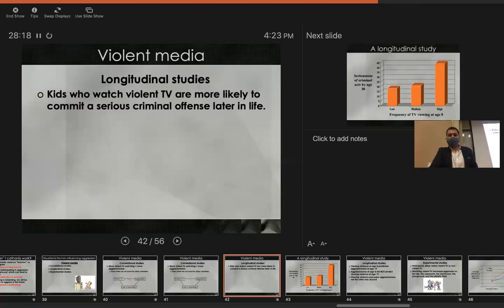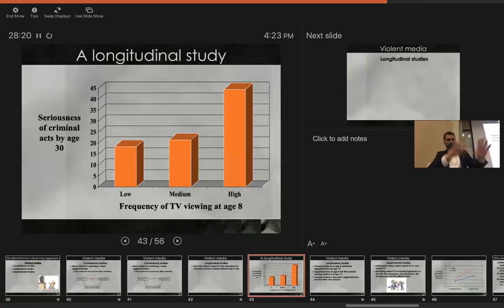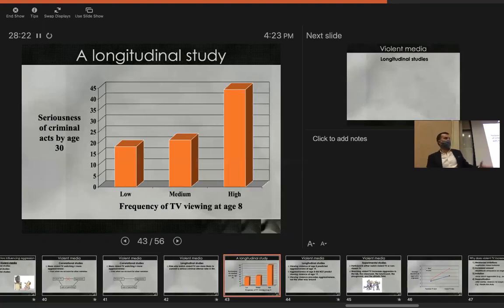So for instance, this is a study that looked at a bunch of kids and they divided them into 3 categories, again, in terms of how much violent TV they watched. So they either watched a low amount, a medium amount, or a high amount. This is at age 8. Okay. They followed up with these kids over the course of the next 22 years.